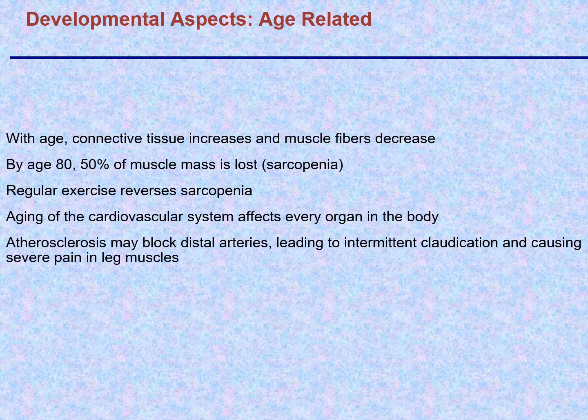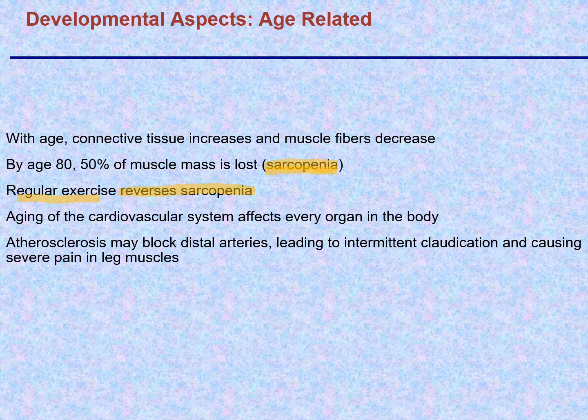As a person ages, there's more connective tissue appearing in the skeletal muscle, and the muscle fibers decrease in number. By the age of 80, 50% of the muscle mass is lost. That's a process called sarcopenia. Penia refers to a lack of or a decrease in, just like anemia. In this case sarcopenia refers to decrease in the muscle mass. Regular exercise, however, can reverse that process, not 100% certainly, but regular exercise can reverse sarcopenia. That's referring to skeletal muscle.